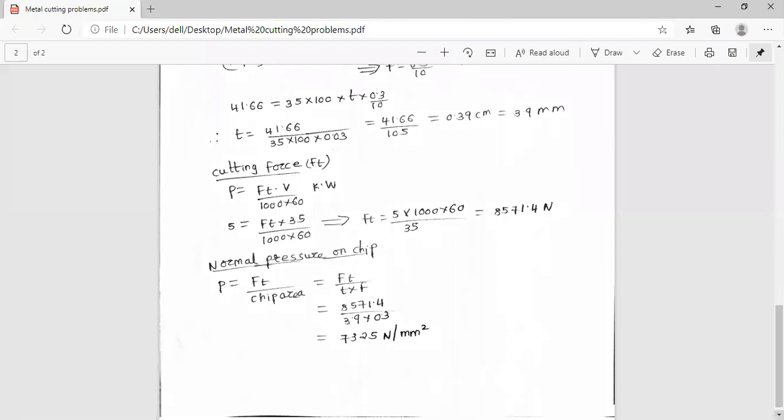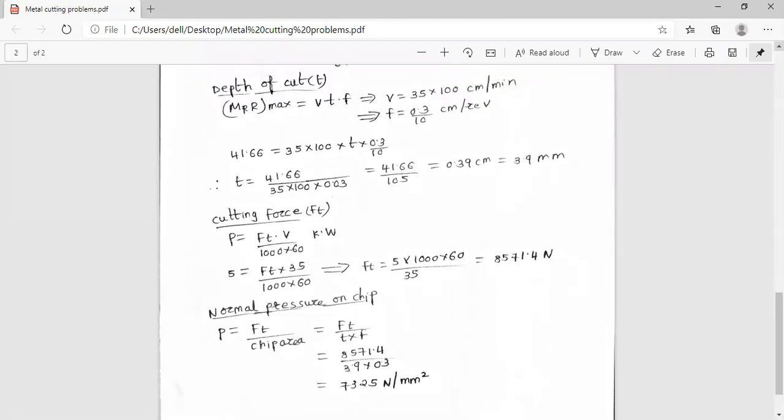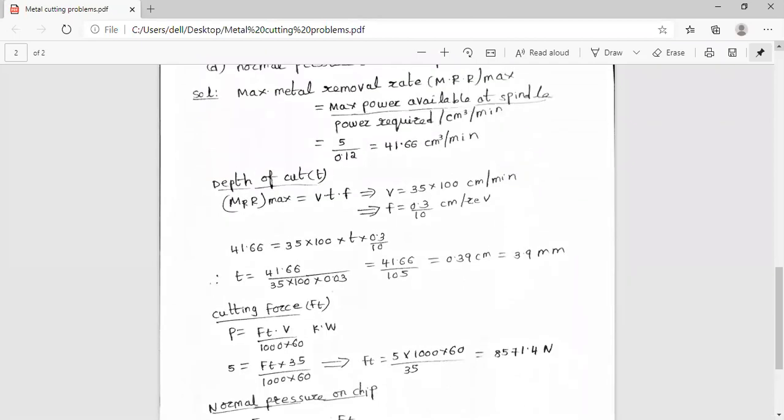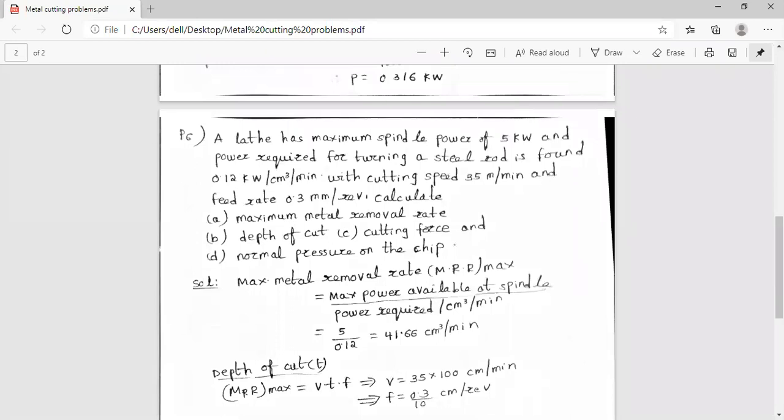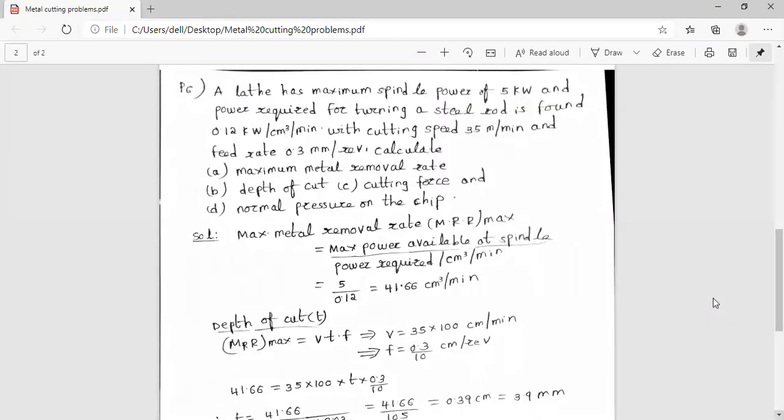So you just have a look at this problem again. Then you can note down the other problem. We'll discuss how to do it, and we'll try to continue if possible, because a lot of disturbances are there. We'll try to continue the class up to 11.